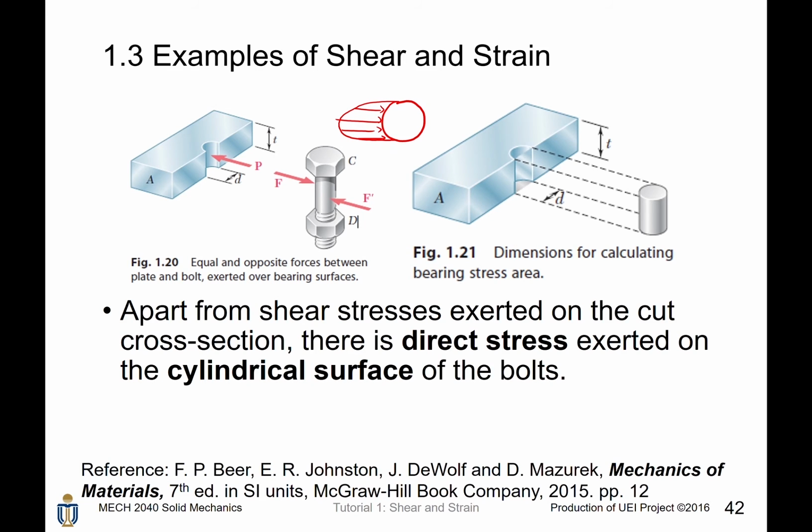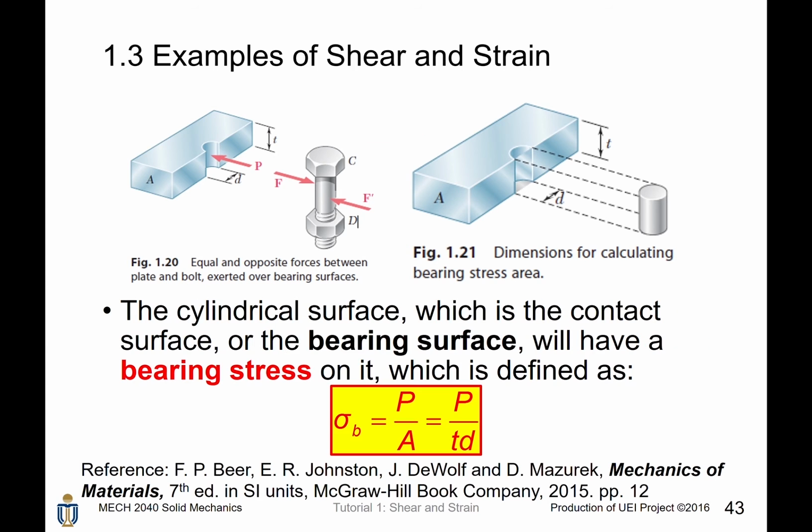However, in engineering applications, we are not interested in the exact distribution of the stress. Instead, we define a stress called the bearing stress. The cylindrical surface, which is the contact surface, or the bearing surface, will have a bearing stress defined as sigma B equals P divided by A, where P is the external load. But here, the area is not the cross-section. No, it is not. The area is a rectangular region, which is here. So the area is given by t times d, which is a rectangular region, lies in the middle of the cylinder. The bearing stress means the average stress acting on the bolt.